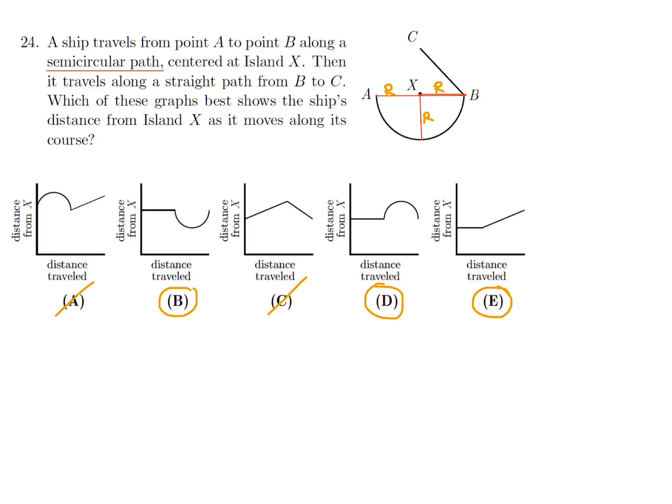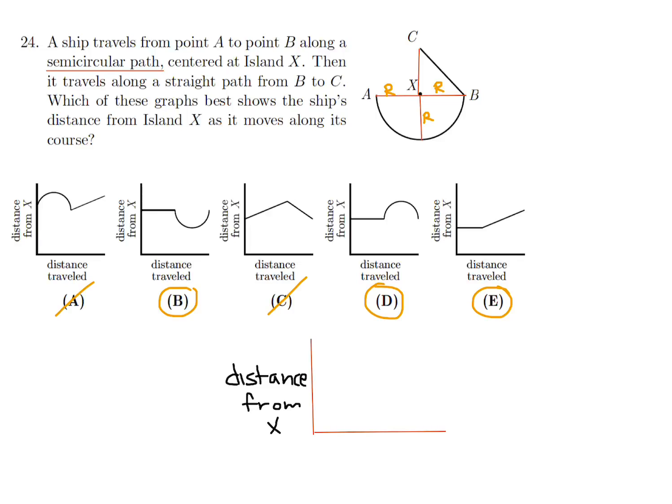Notice, here, when you're at B, you're R away. And then the distance starts getting closer to X. And then eventually starts getting larger back to C. You see that? So that basically means that initially the distance from X is R. So if this is your graph, and you've got a distance from X, right? That's this part of the graph.